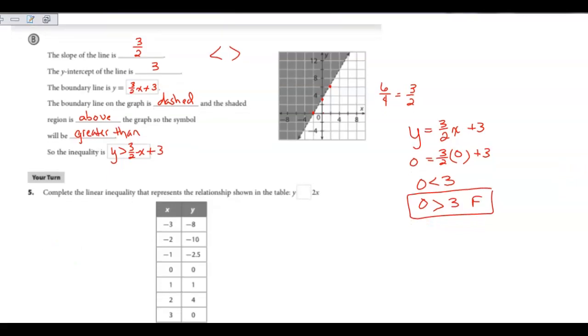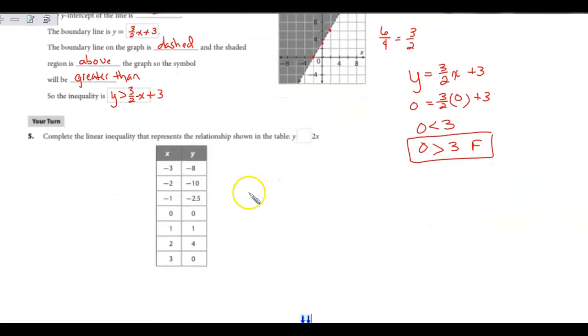All right, let's see. Complete the linear inequality that represents the relationship shown in the table. So we want to know, is it going to be less than or greater than 2x?